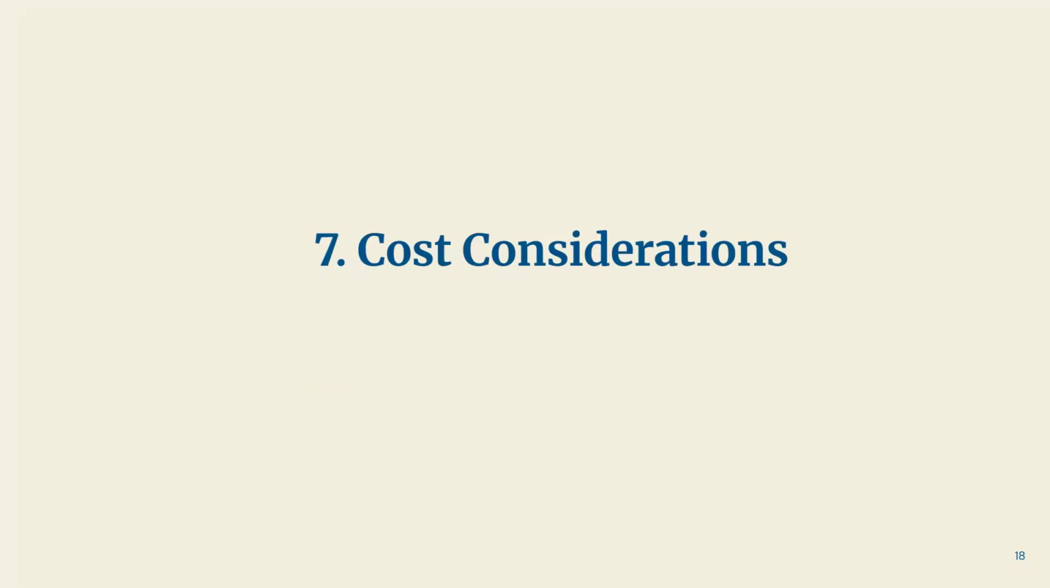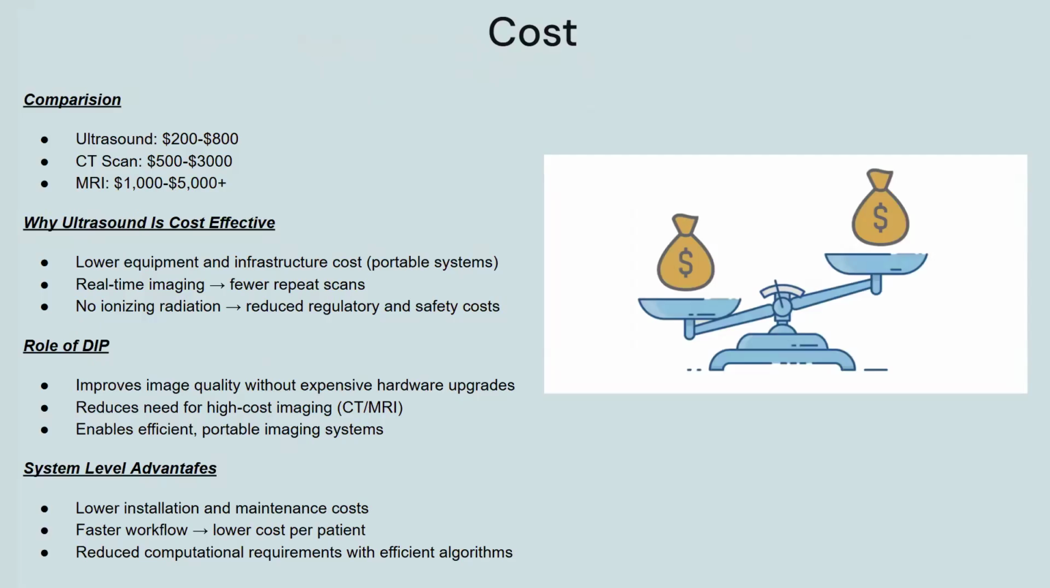7. Cost considerations. Ultrasound imaging is much more cost-effective than CT and MRI. Typical procedures have a range of a few hundred dollars, as seen there, while CT and MRI scans can cost several thousands of dollars. This cost advantage comes from several factors. Ultrasound is more portable and requires less infrastructure compared to CT or MRI systems, and it also has real-time imaging, which decreases the need for scans to be done again.